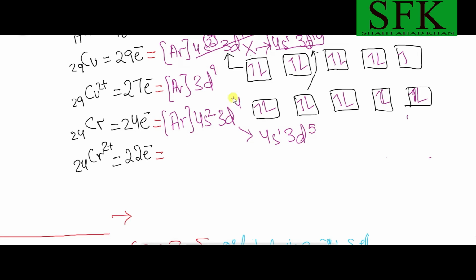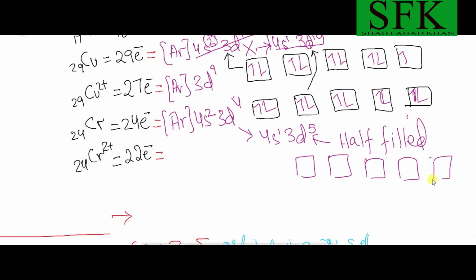What's the difference between 3d5 and 3d4? This 3d5 over here is half filled, whereas 3d4 is not half filled. This is half filled because a maximum of 10 electrons can be accommodated, but at this moment only 5 electrons are there. 5 electrons mean that each orbital has one electron. This electronic configuration, 3d5, is more stable.